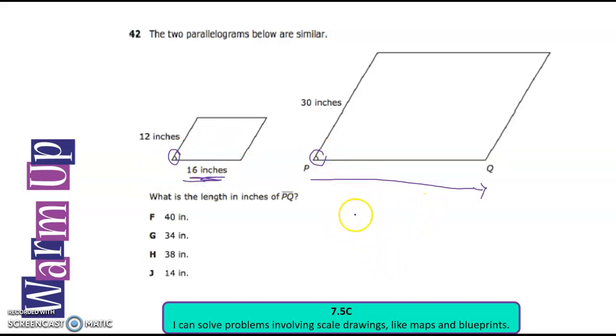So let's plug it in. We are looking for our new side over our old side to get something, right? Our scale factor. Well, we have corresponding sides already over here. So we've got 12 and 30. Our new side is 30. Our old side is 12. So what can we do to get our scale factor?